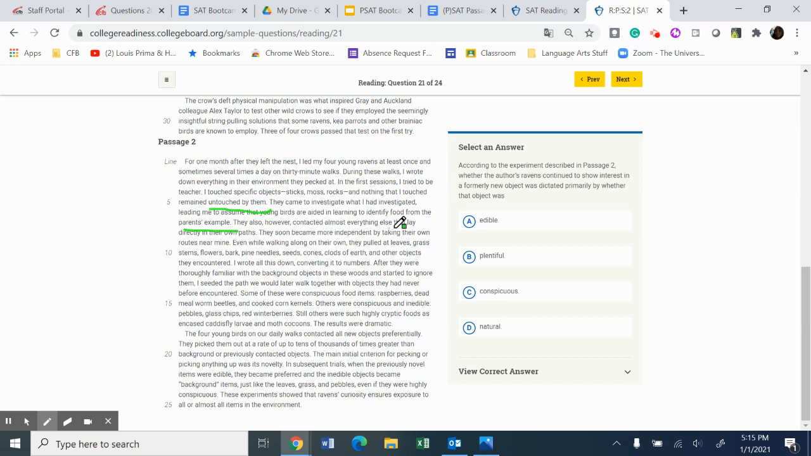They also, however, contacted almost everything else that lay directly in their own paths. They soon became more independent by taking their own routes near mine. So it seems like he would go down this path and they would follow along, but then they would also go off and then join him back on that little path. Even while walking on their own, they pulled at leaves, grass stems, flowers, bark, pine needle seeds, cones, clods of earth, and other objects they encountered.